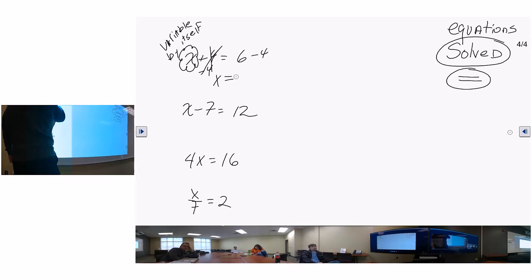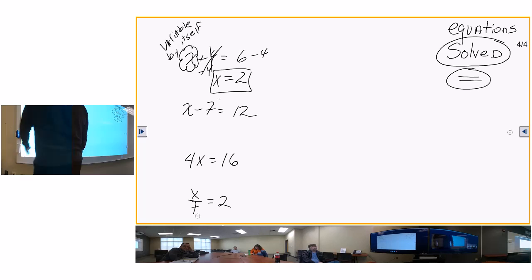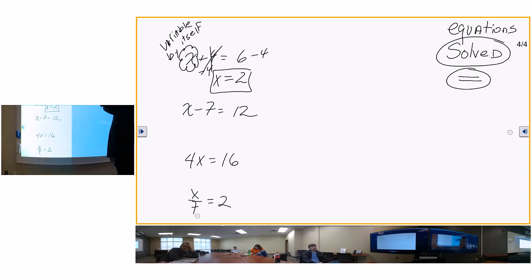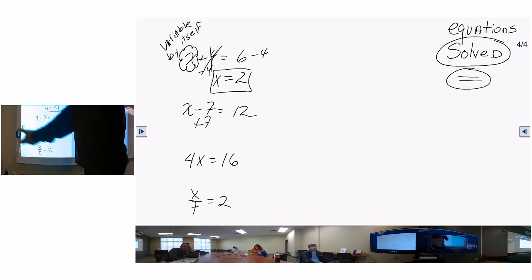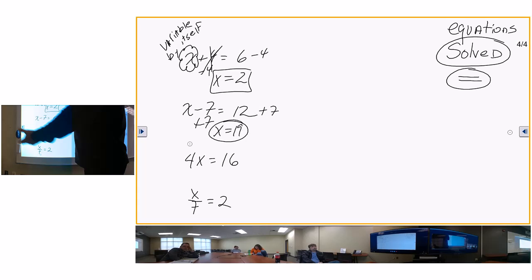And x is equal to 2. Plug it back in to check it. How do you get rid of owing $7? You pay $7. If you pay it on one side, you got to pay it on the other. X is equal to 19. Plug it in to check. 19 minus 7 is 12.